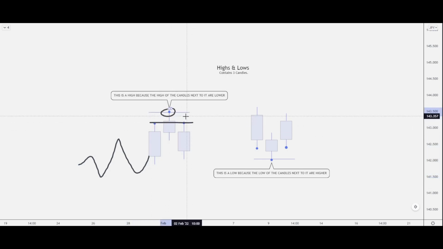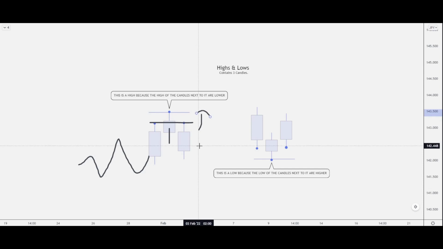So this stands out because, as I'll show you in some examples in a minute, usually what you do see on the charts is that the middle candle will stay lower. So if the candle next to it, the wick went higher, that would be identified as a high.